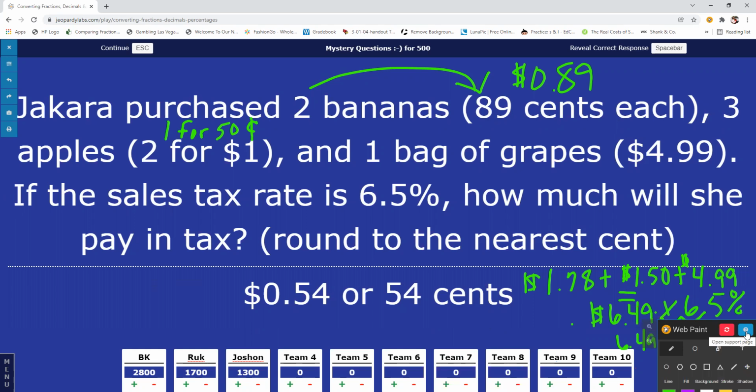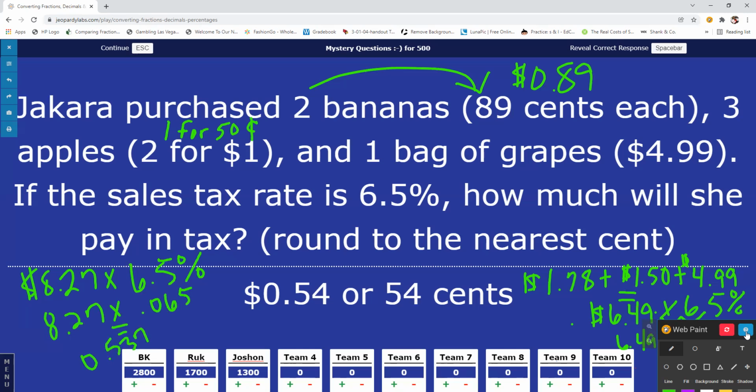All right. We know the total is going to be 827. So we're going to multiply that times the 6.5%. So we know that we have to change the percent to a decimal in order to actually do the math. It's going to give us 0.065, which is going to give us 0.537. All right, and the question says round to the nearest cent. So nearest cent is always the hundredths place. So we underline our 3, assess the 7. So because that's the 7, the 3 is going to increase by 1 to 4.